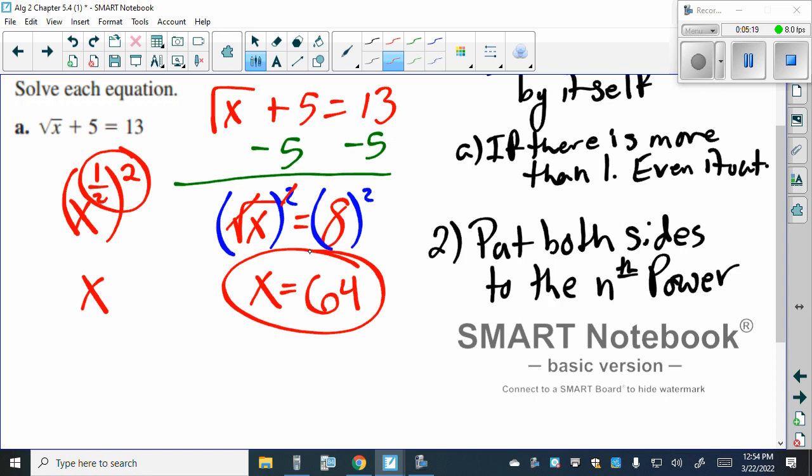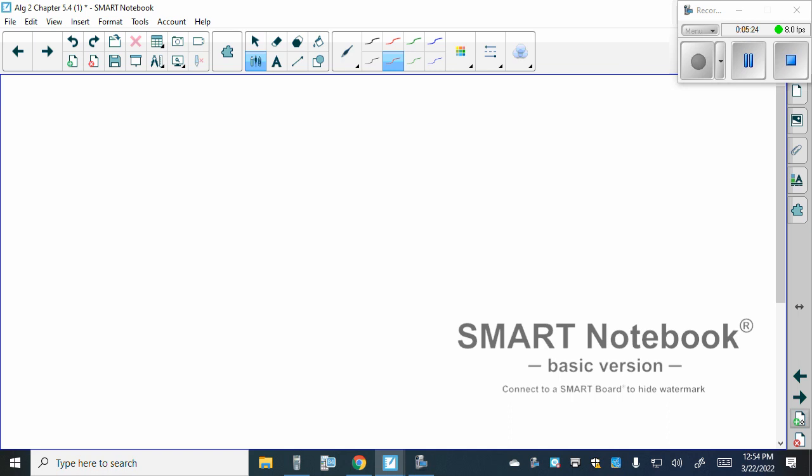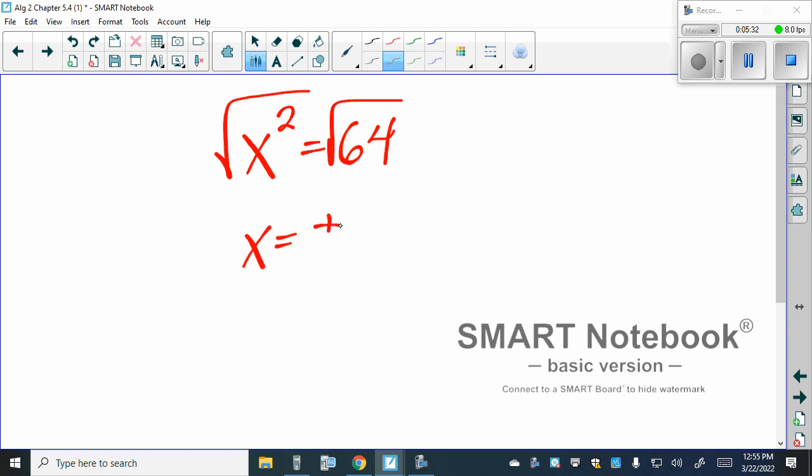Well, no. The reason I bring that up is because if we had x squared is equal to 64 and we took the square root of both sides, then we would need to say that x is equal to plus or minus 8. Because when we take the square root of both sides, we're really trying to see what number times itself is 64. Well, 8 times 8 is 64. Negative 8 times negative 8 is 64.